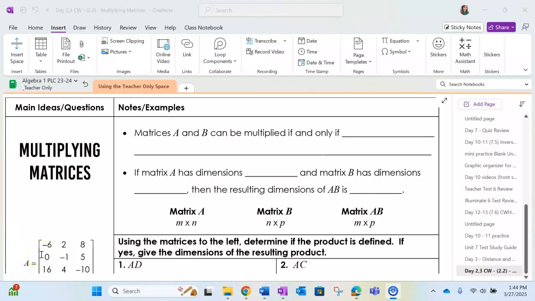Okay, today's class is about multiplying matrices. This is day 2 of Unit 2.